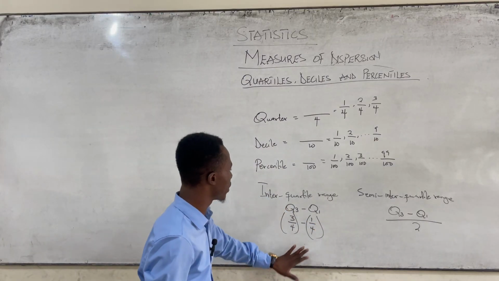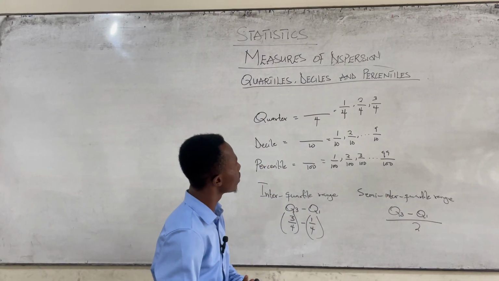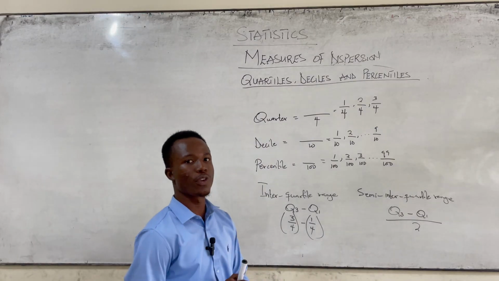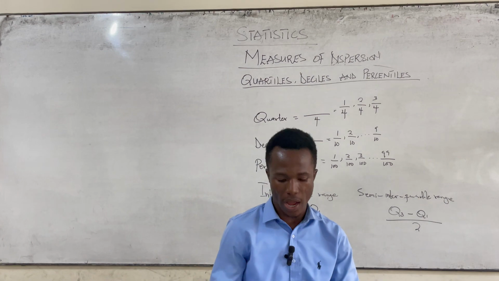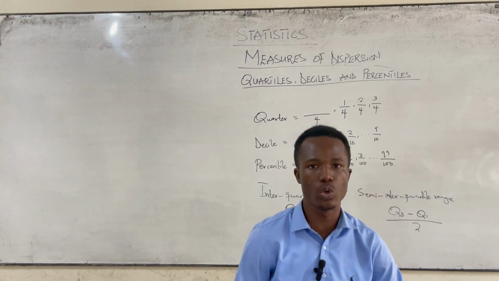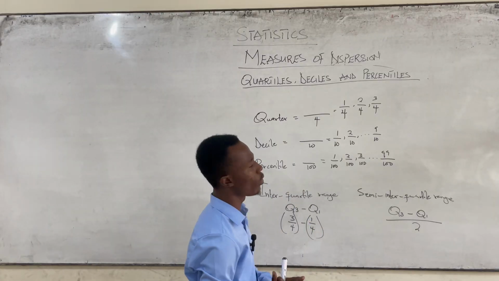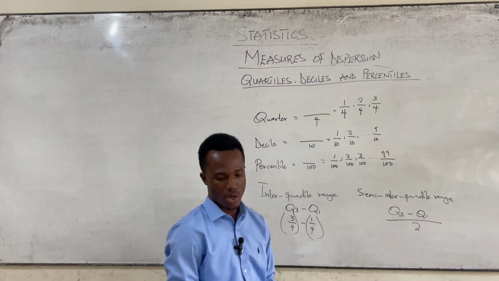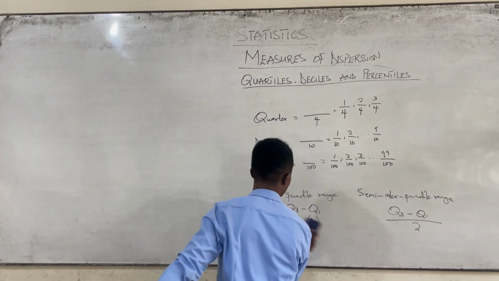Okay, so now we are done with interquartile range and semi-interquartile range. Let's quickly take some examples and solve them. Please don't forget, all these three measures of position have grouped data and ungrouped data. We are going to look at the ungrouped data for all of them first, and when we finish, we look at the grouped data as well. Let's start with the quartile.